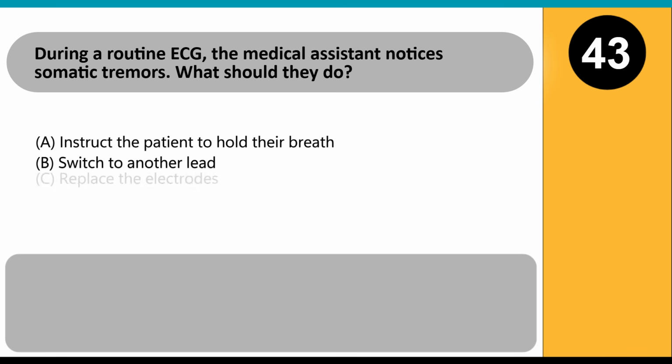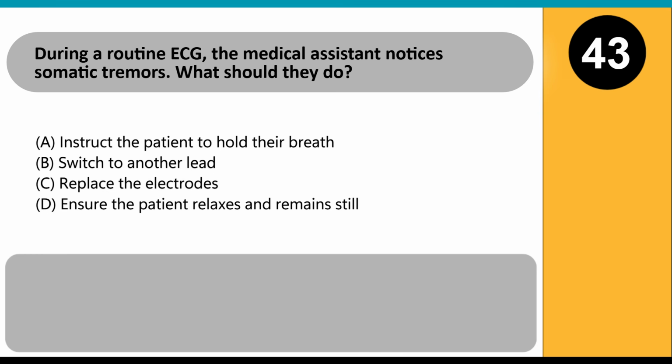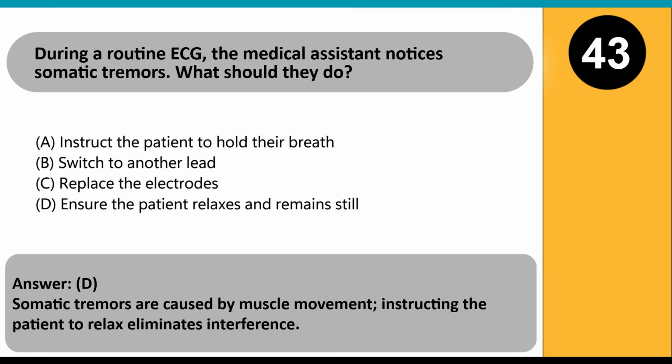During a routine ECG, the medical assistant notices somatic tremors. What should they do? A. Instruct the patient to hold their breath. B. Switch to another lead. C. Replace the electrodes. D. Ensure the patient relaxes and remains still. Answer: D. Somatic tremors are caused by muscle movement. Instructing the patient to relax eliminates interference.